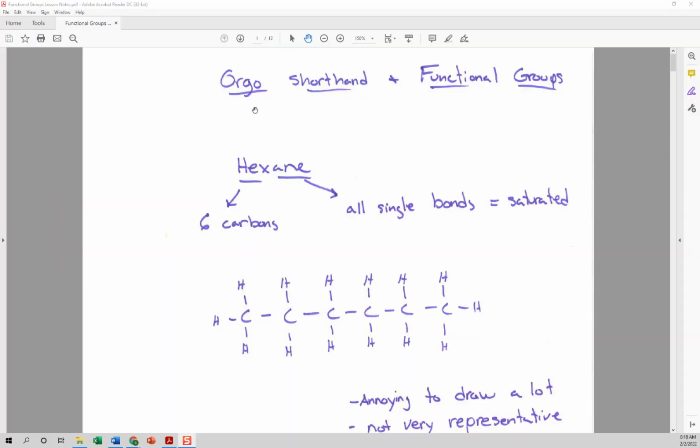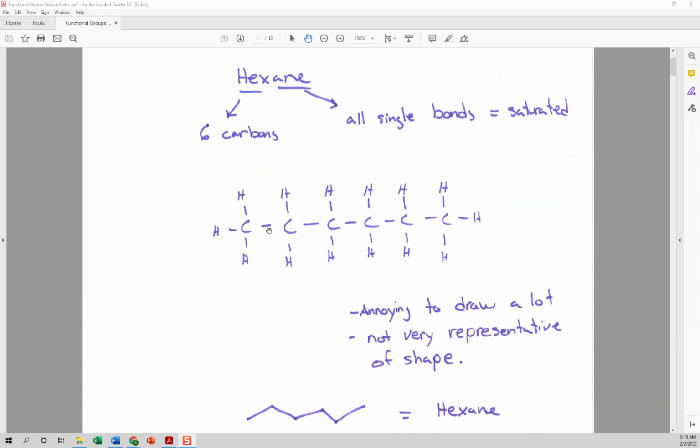All right, so let's jump into it. Again, let's review a little shorthand. If I said to draw hexane, understand that hex in our organic naming system means 6 carbons, and ane means all single bonds. Remember, the other word for that is saturated, so all the carbon-carbon bonds are single. To draw it, I have to draw 6 carbons in a row, all single bonds.